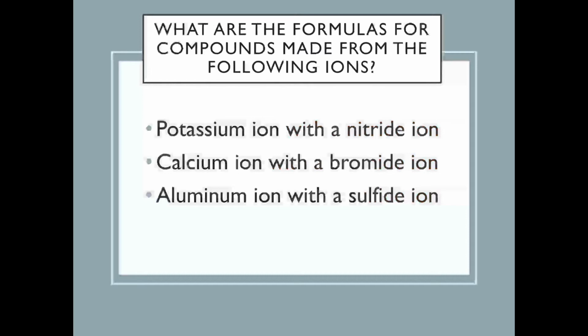So let's try this. Potassium ion with a nitride ion, a calcium ion with a bromide ion, and an aluminum ion with a sulfide ion. So go ahead and pause, try and write the formulas, and then when you're ready, unpause and come back and see the answers.